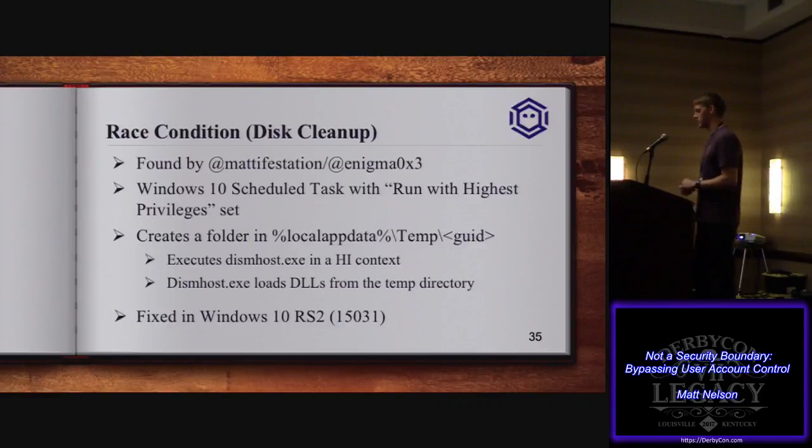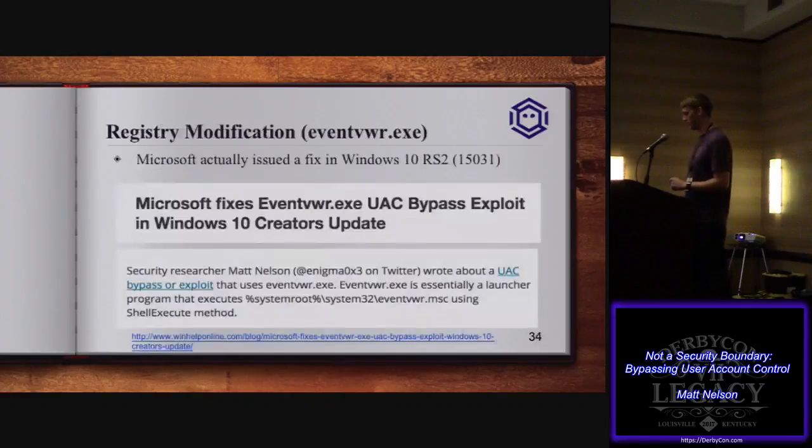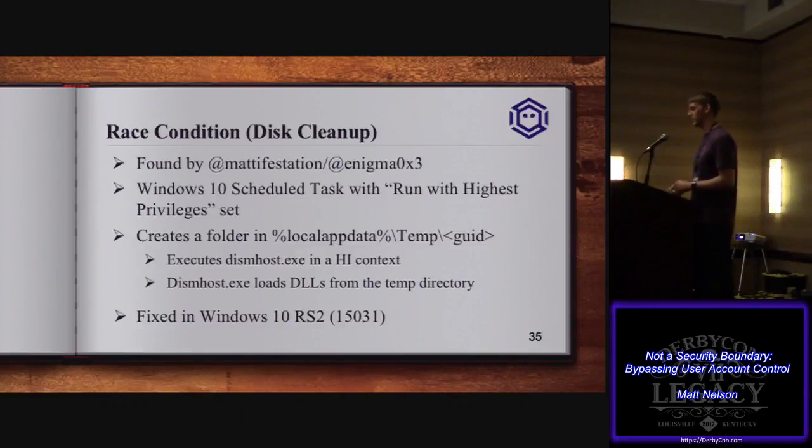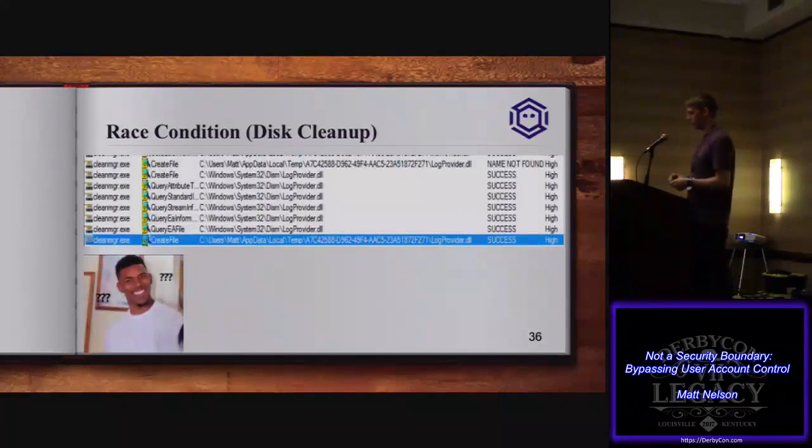So what this does when the scheduled task is ran is it creates a random folder in the user's local app data temp directory. Sketchy, right? It then copies certain files there and then does some really dumb things. They fixed this in Windows 10 RS2 15031. Actually, that was the same exact build. So in one build, they fixed two elevation primitives, more or less.